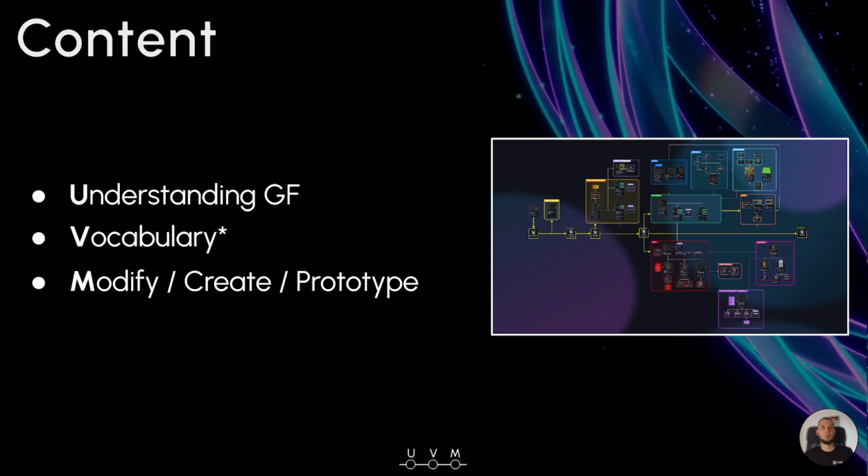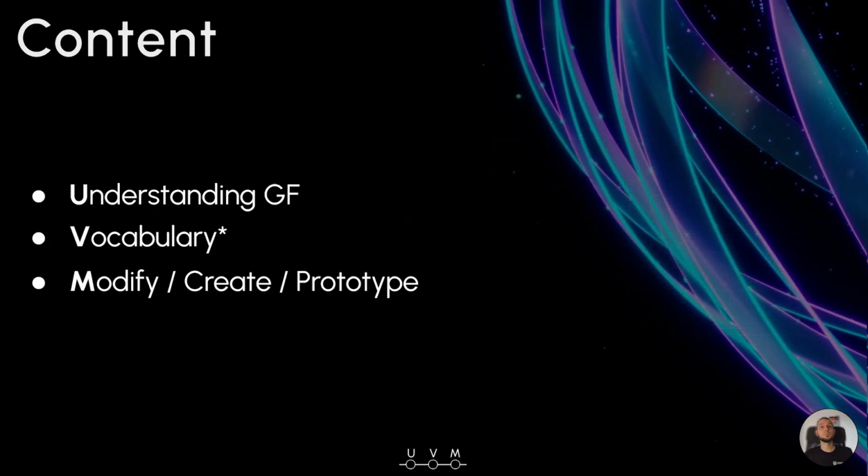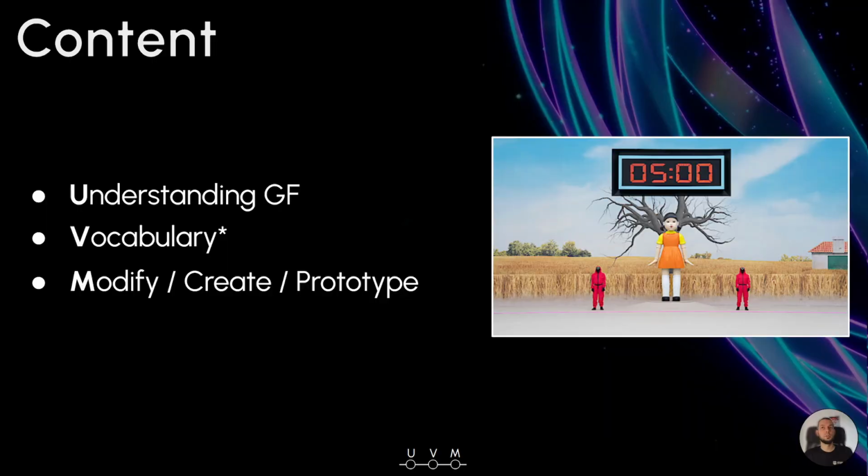And then in the third part, we will modify, create, and prototype. The modify part is actually very important because we will learn to lean into the strengths of the engine. We will not try to reinvent the wheel. All of this will get combined into a small game prototype. And to be more specific, I'm talking about red light, green light from a known TV show.